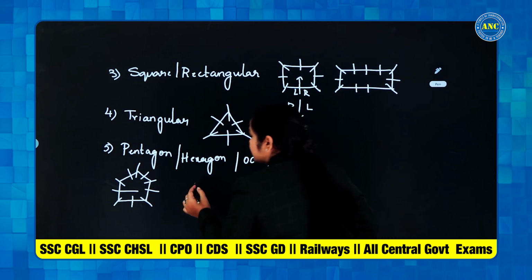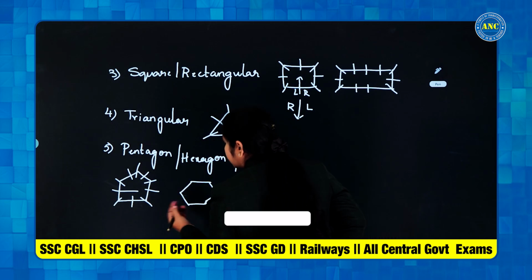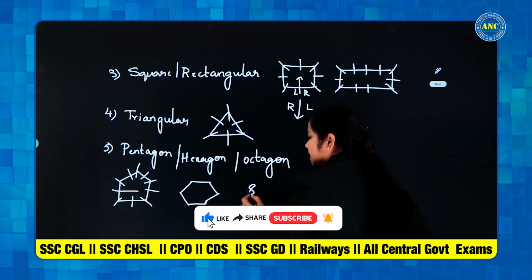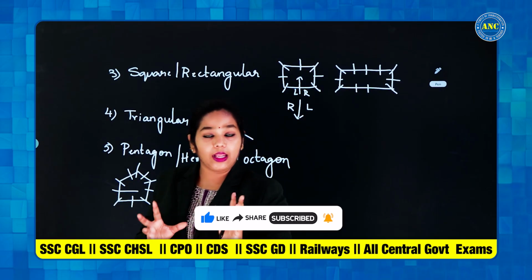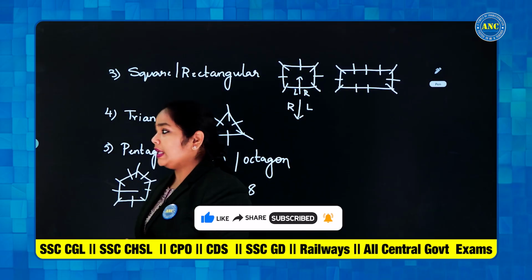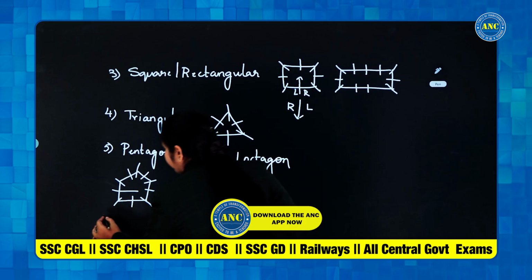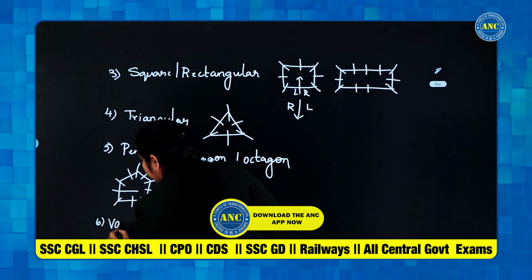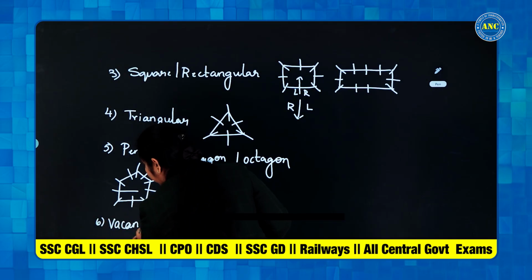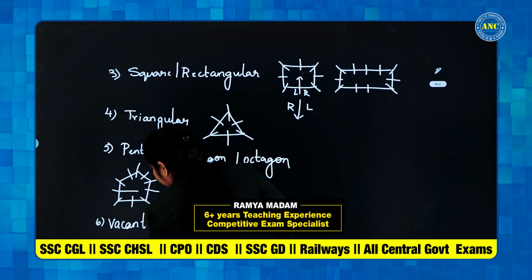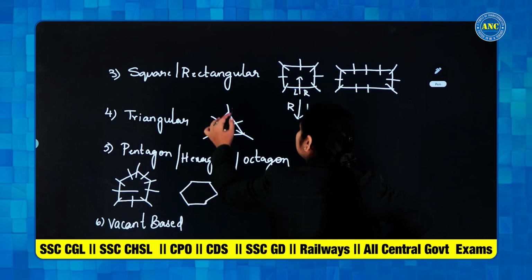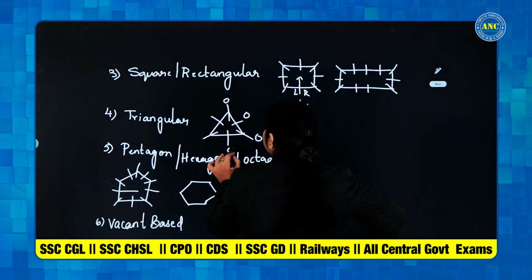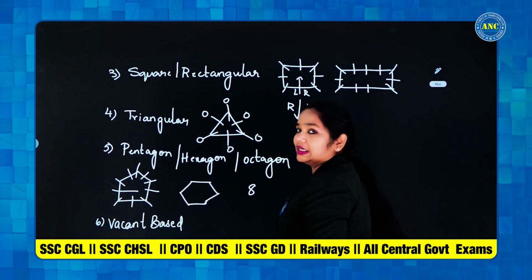When you see hexagon, 6. Octagon means 8, right? So, 8 corners will be there for the table. Not only these, we could see vacant based. Some miscellaneous questions will be there, vacant based. Vacant based means, see, in all these, we could see people are positioned in the given places.